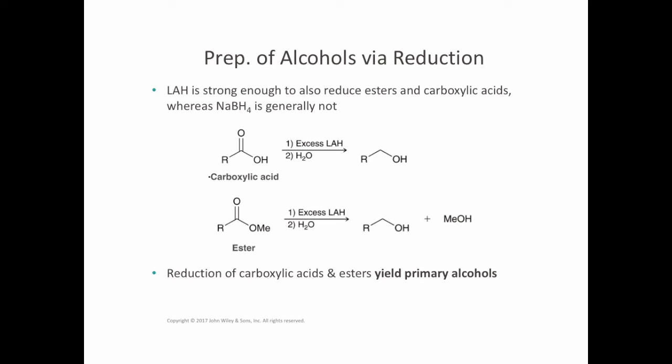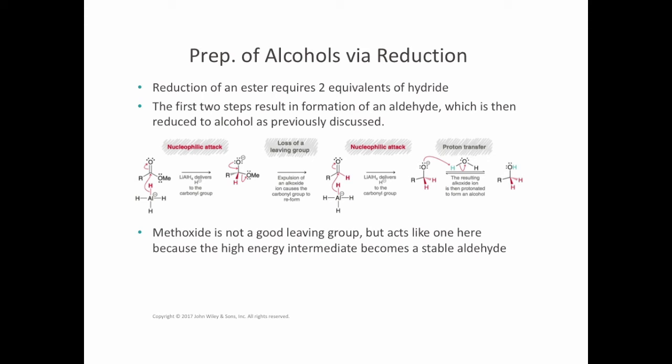So if you have a carboxylic acid, this carbon here will be reduced to the alcohol. This carbonyl carbon of the ester, notice it's also reduced to the alcohol. So the reduction of carboxylic acids and esters yields primary alcohols. The way this works is that we're going to have 2 hydride additions, which is why we're going to need 2 equivalents of the hydride.